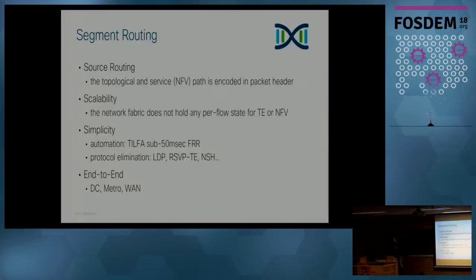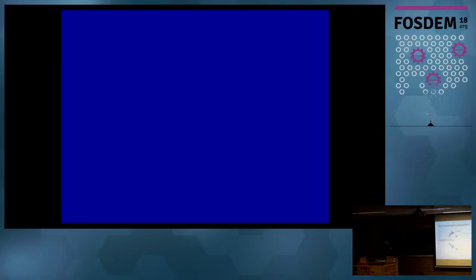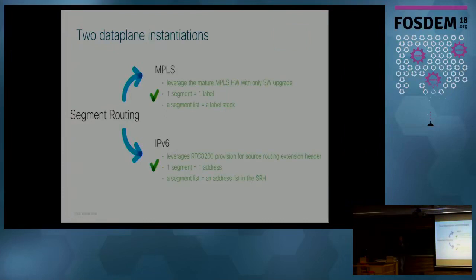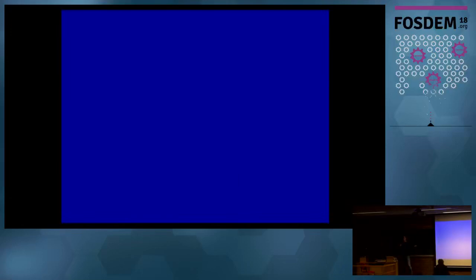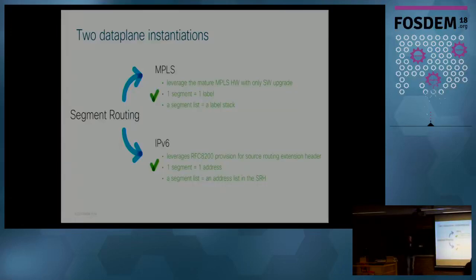One of the main benefits is that we can have policies end-to-end, starting from the data center and traversing the entire network through the metro and WAN. We have two data plane instantiations. One of them is MPLS and the other one is IPv6. In MPLS, one segment is one MPLS label and that's it. The second instantiation is IPv6. In IPv6 we use an IPv6 routing extension header, which was defined 15 years ago, and one segment is one IPv6 address.